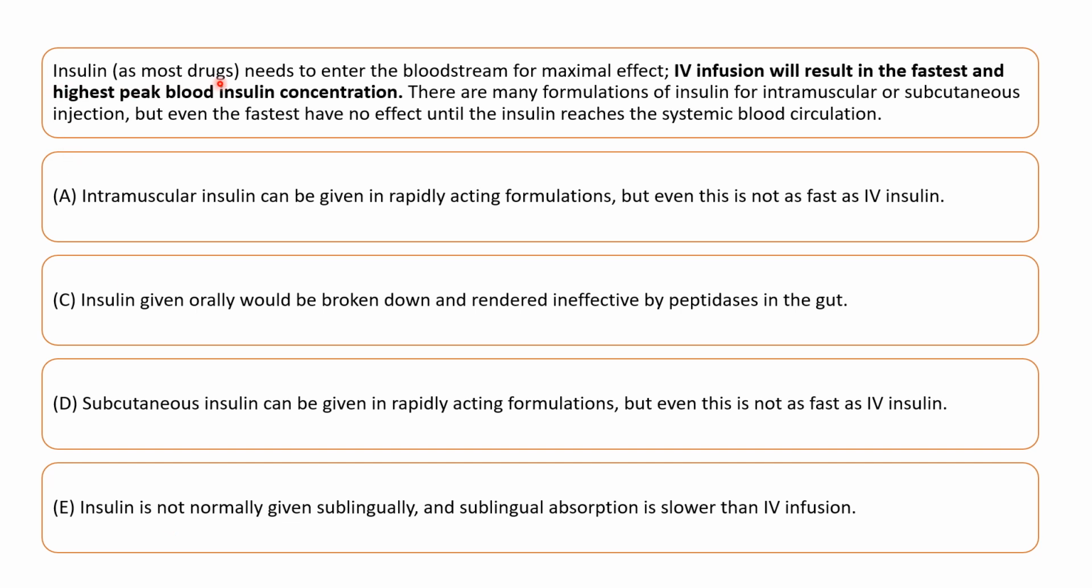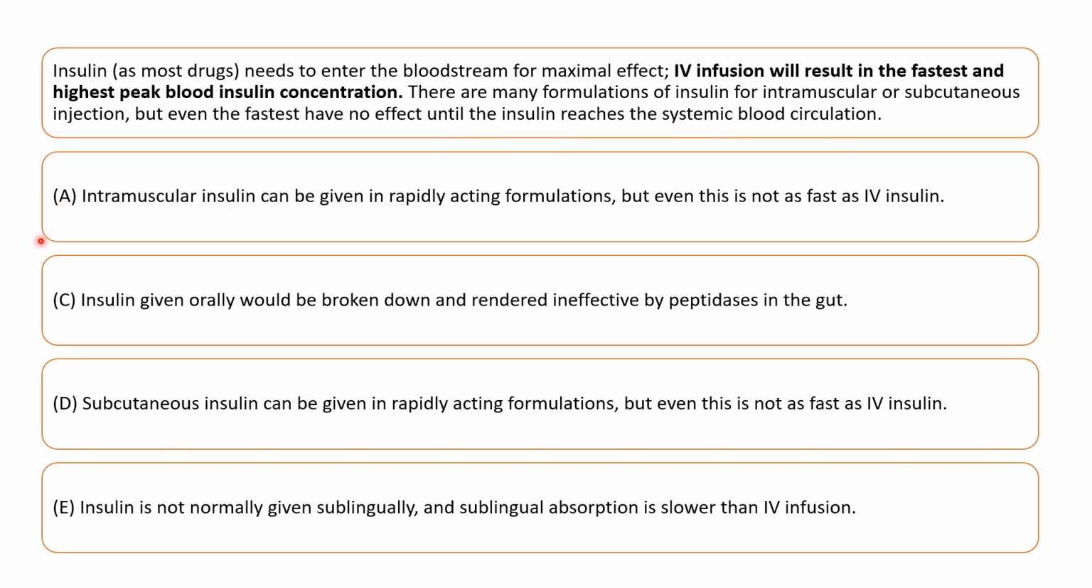Insulin, as with most other drugs, needs to enter the bloodstream for maximal effect. IV infusion will result in the fastest and highest peak blood insulin concentration. There are many formulations of insulin for intramuscular or subcutaneous injection, but even the fastest have no effect until the insulin reaches the systemic blood circulation.